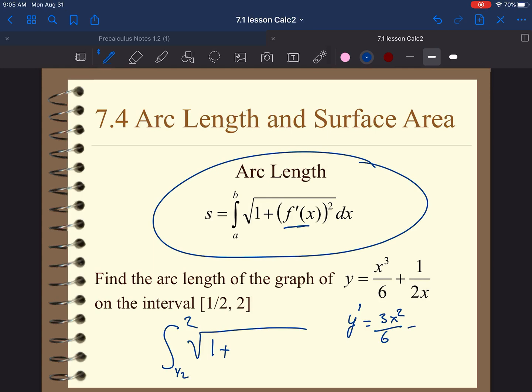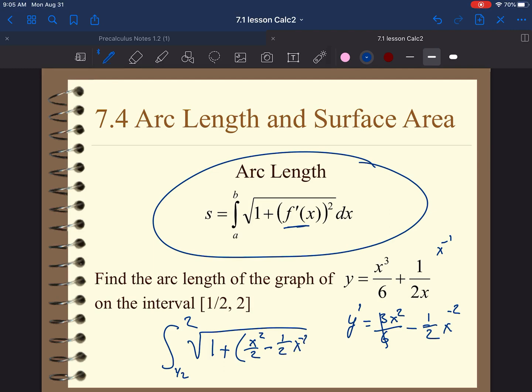Now, this x is in the bottom, so it's kind of like x to the negative 1. So it's plus 1/2, but I'm dividing, that's why the negative. Negative x to the negative 2. So I'm taking the derivative, it's going down 1. All right, so that's what's going to come in here. But it's going to be squared, so I'm going to reduce this also. So I have x squared over 2 minus 1/2.